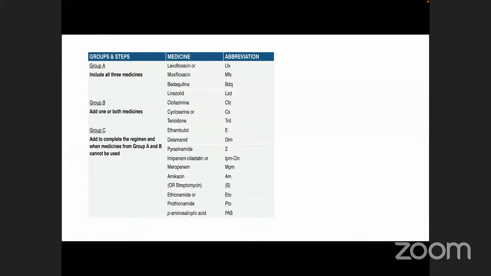So it is based on their efficacy. They have been classified. So group A is obviously having the maximum efficacy, group B less than that, and group C, as compared to group A and group B, has the least efficacy. Okay.